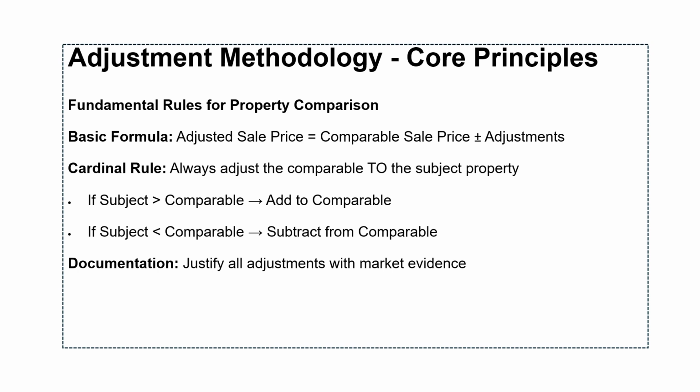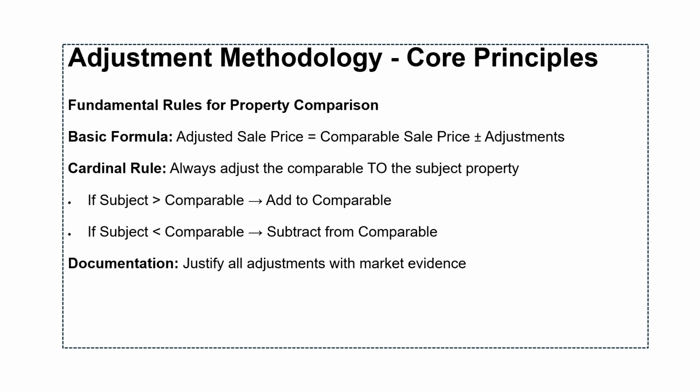So what is the basic formula? Adjusted sale price is equal to comparable sale price plus or minus adjustments. Always adjust the comparable to the subject property. Comparable is the one which we are using to value our property, and our property here in this condition is the subject property. So always adjust the comparable to the subject property.